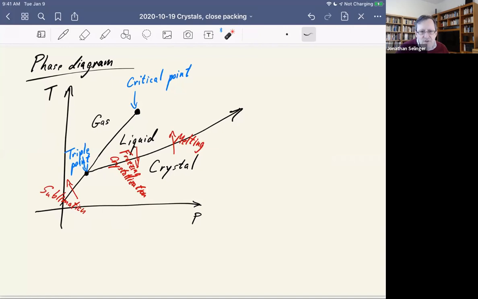Now, it might be a first order transition or a second order transition. Usually it's a first order transition, but sometimes it could be a second order transition. But either way, it is some kind of phase transition between liquid and crystal. Okay, so that is the phase diagram in terms of temperature and pressure.